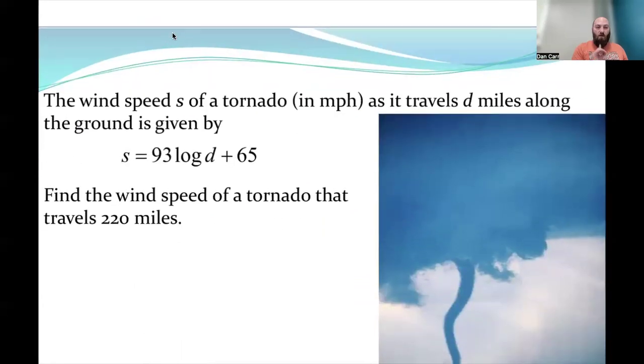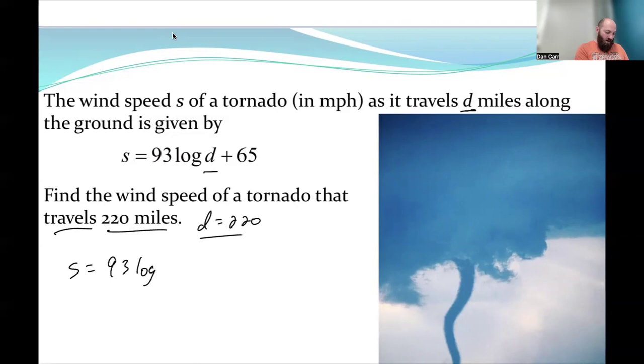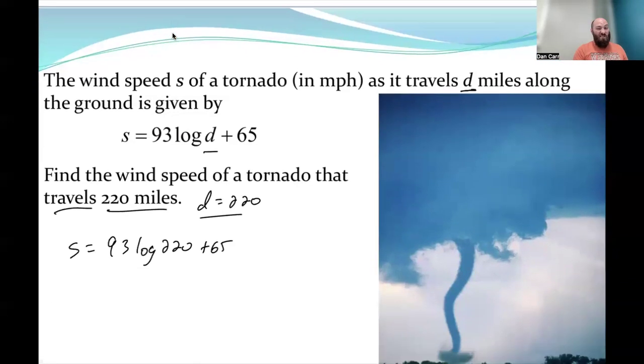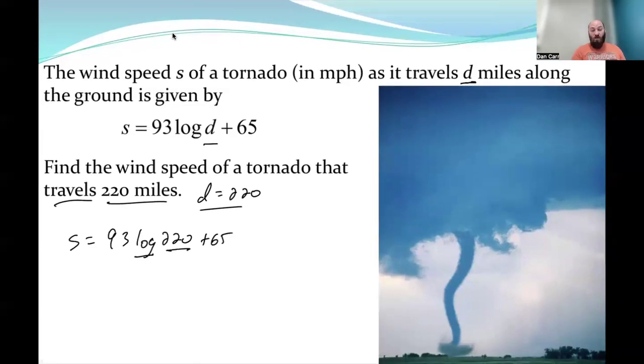So the wind speed S of a tornado as it travels d miles along the ground is given by this equation. So find the wind speed of a tornado that travels 220 miles. So it's traveling d miles. That means that d is equal to 220 here. So that's going to replace this. So the speed is going to be equal to 93 times log of 220 plus 65. Make sure you plug this into your calculator correctly, because this needs to be the log of 220. There's no additional trickiness to this one. It's just making sure you hit log of 220 in your calculator.